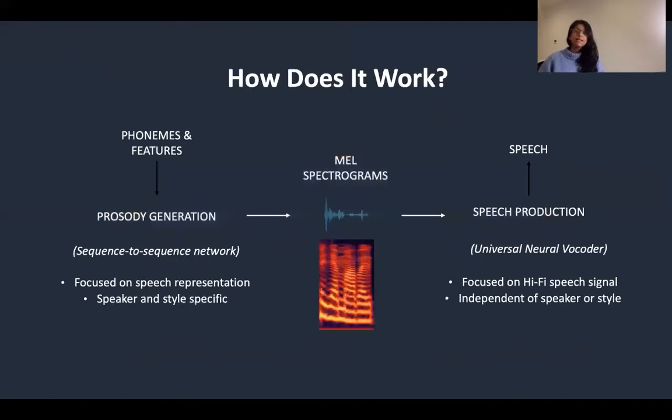So let's dive a little bit into the different neural components within the text-to-speech system. They are basically these 2 models on your left and on your right. The first one is the prosodic generation neural model, which takes in the phonemes and the features as input and generates a suitable intermediate representation, which is MEL spectrograms for this purpose. And the second neural model on your right is the universal neural vocoder in our case, which takes in the MEL spectrograms produced by the prosodic generation model and produces the final human-like sounding speech.